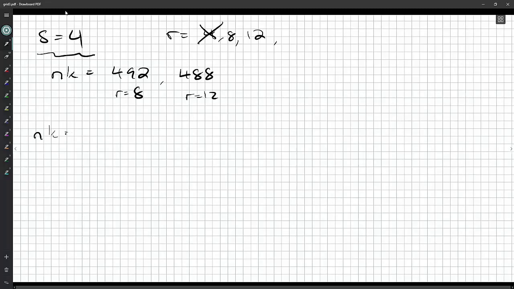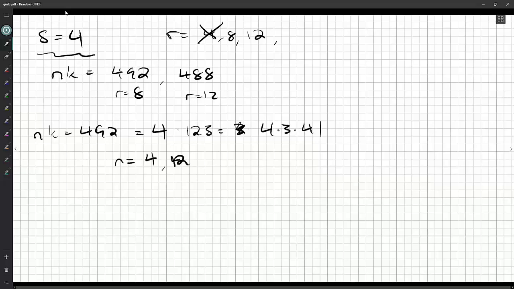Okay, NK being equal to 492. I'm not liking this, but I know it's got to have a factor of 4, and that factor of 4 needs to stay with the N. So 492 divided by 4 is 123, which turns into 4 times 3 times 41. So N could be, we need to have multiples of 4 here, so 4, 12, 4 times 3, 164, multiplying 4 by the 41, or 492.